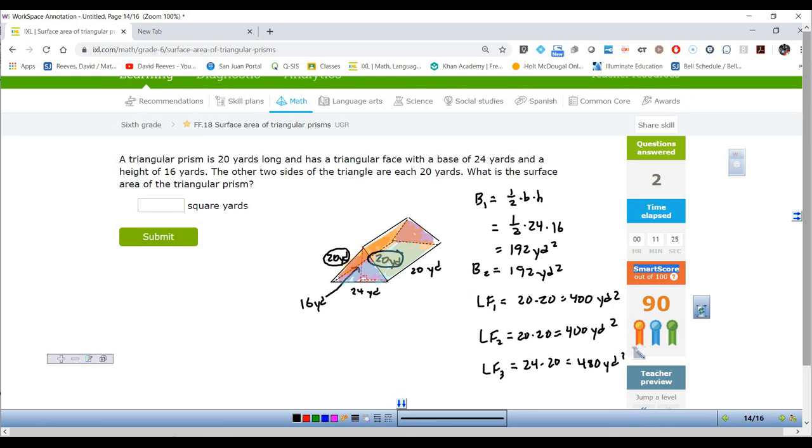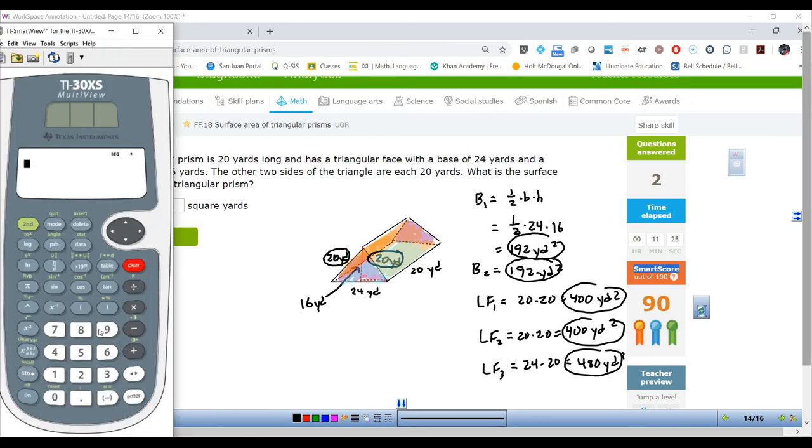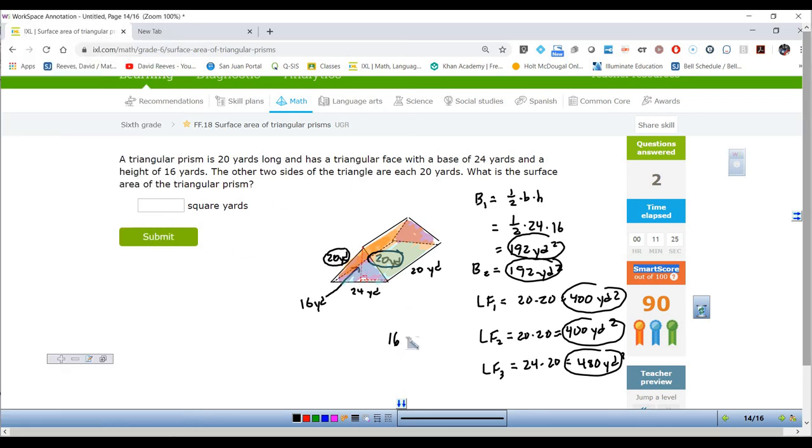And how many faces are we supposed to have, boys and girls, on our triangular prism? We're supposed to have 5 faces. Here we go, 1, 2, 3, are you counting with me? 4 and 5. And we're going to add all of those together. So I'm going to do 192 times 2, because there will always be 2 congruent bases on any prism, plus 400 times 2, because we got 2 of those since it was an isosceles triangle for our base. And finally, that bottom face was 480. When you add all those together, you get 1,664 square yards.